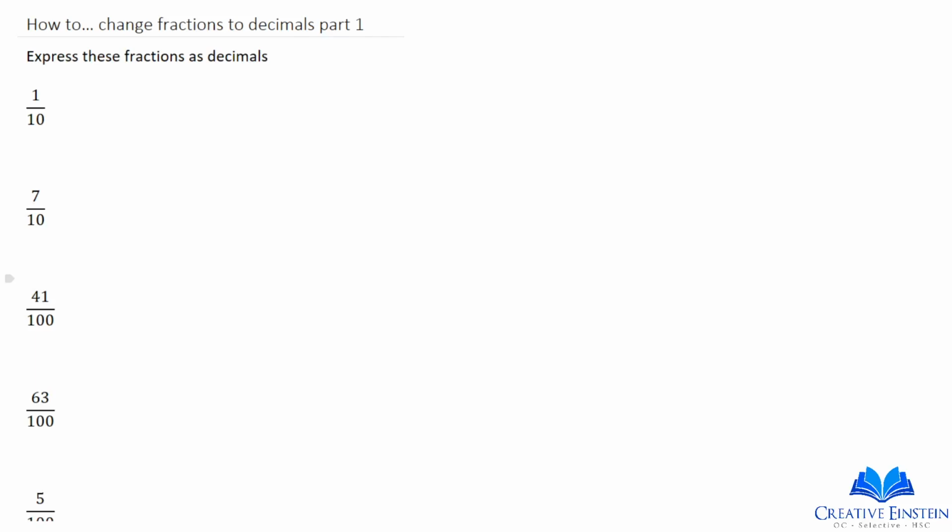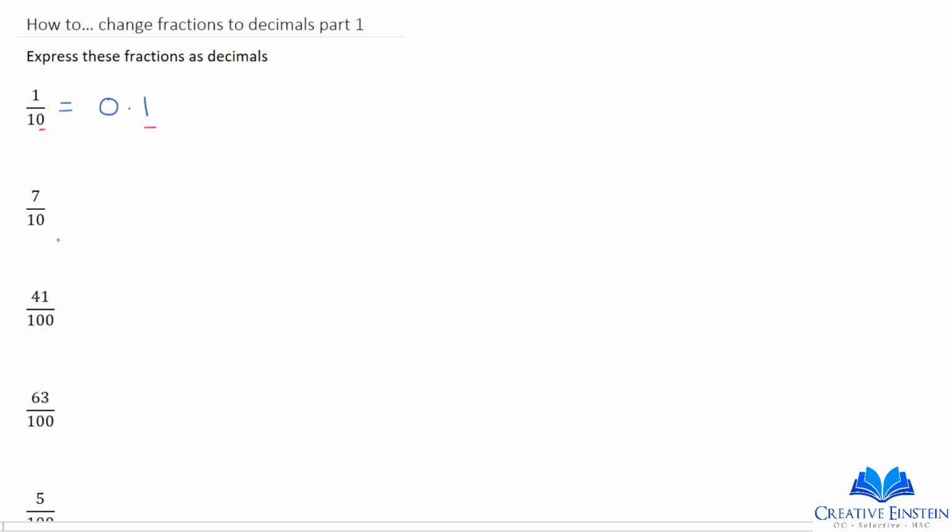Hi guys! In this video we're going to be looking at how to change fractions that are over a power of 10 into decimals. Now there is a shortcut. Let's look at our first example, 1/10. Now 1/10, I'm sure you all know, is 0.1 because 1 is in the 10th place. Now the shortcut is that there is 1 zero, therefore you need 1 decimal place.